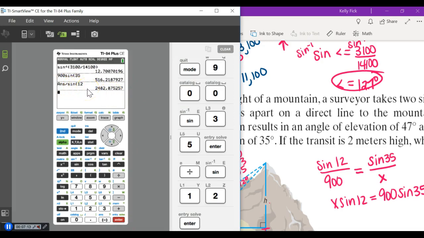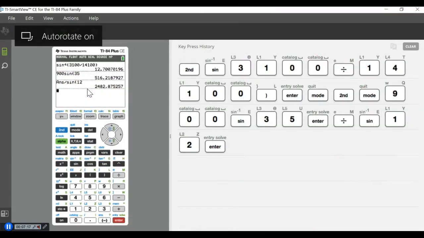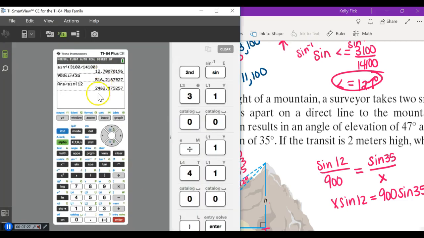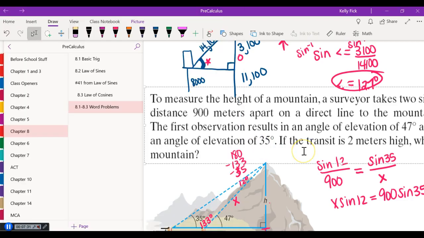Use your calculator as much as possible. Do not write down decimals if you don't have to. And so what this gives us is that this length here is 2,482.875.